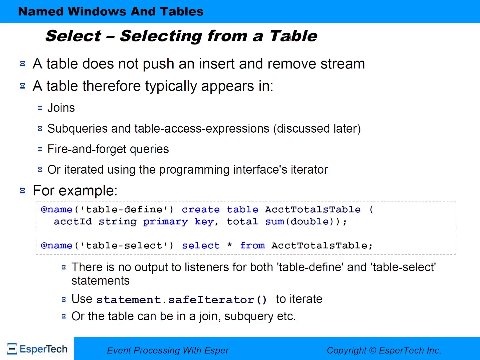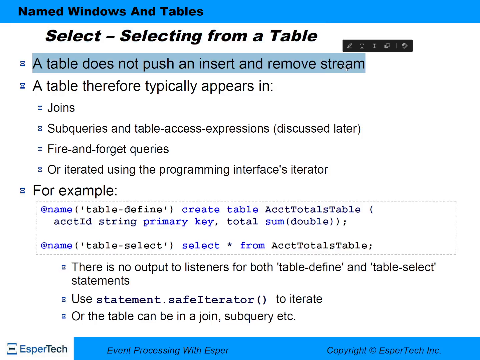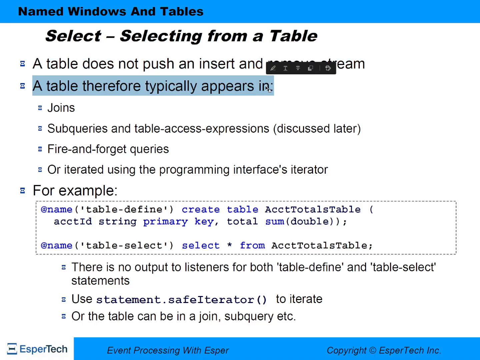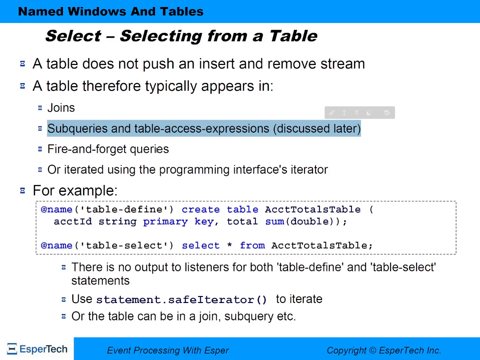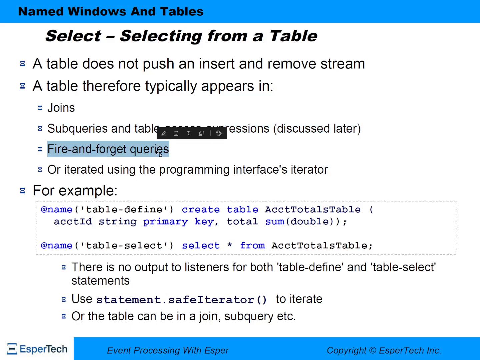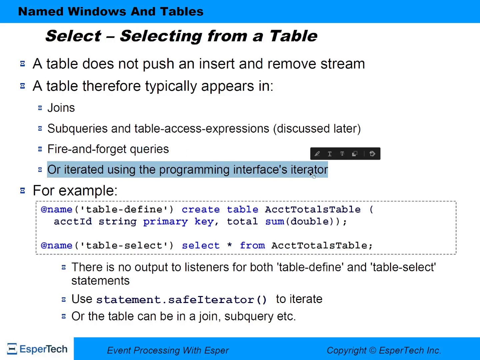This slide is about selecting from a table. A table does not push an insert and remove stream. A table therefore typically appears in joins, subqueries and table access expressions, discussed later. Fire and forget queries, or iterated using the programming interface's iterator.